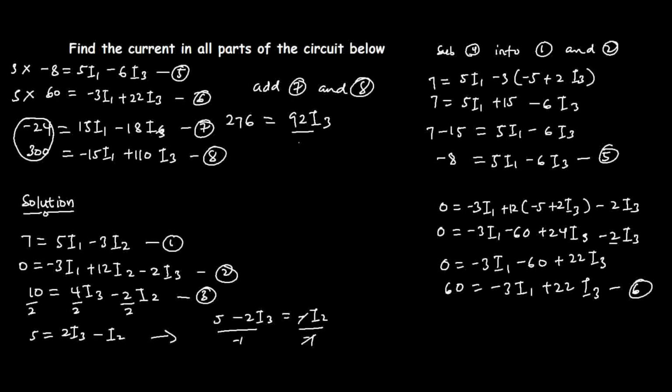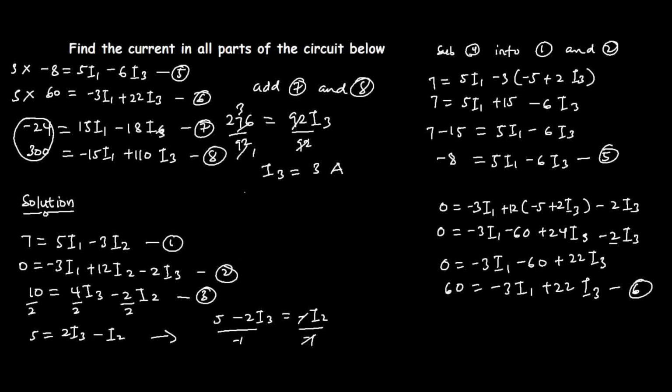So now you see that you can find the value of I3. So we divide both sides by 92. This 92 will cancel out this 92. So then you have 276 divided by 92, that gives us I3 equal to 3. So I3 is equal to 3 amperes. Okay, so now you know the value of I3. Now which current value can we find again?